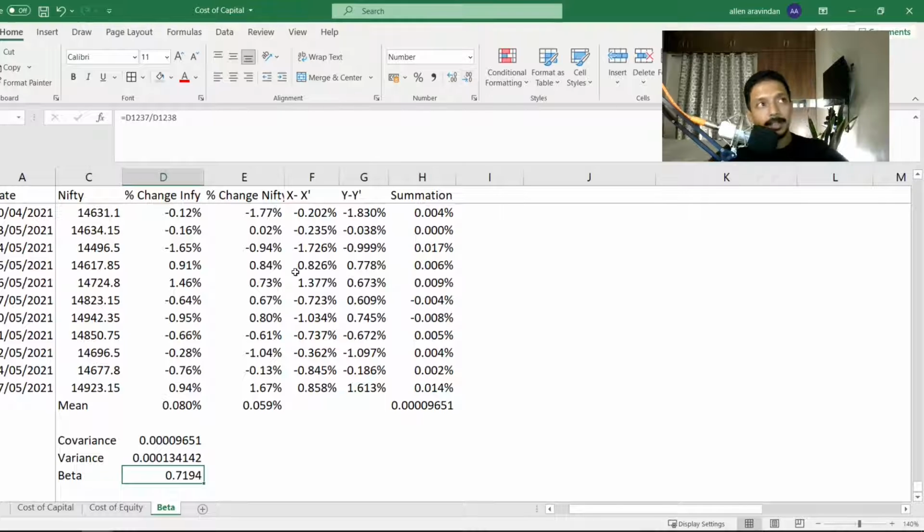So what it says is that Infosys is 70% sensitive to Nifty, right? That means when Nifty goes up by, let's say, 10%, then 10% multiplied by 0.7 will be the Nifty sensitivity. So Infy will only increase by 7% instead of 10%. That is what beta is all about, right?